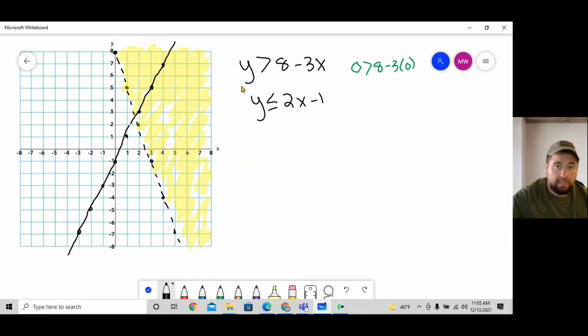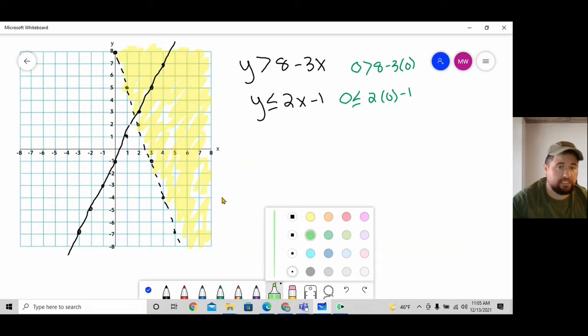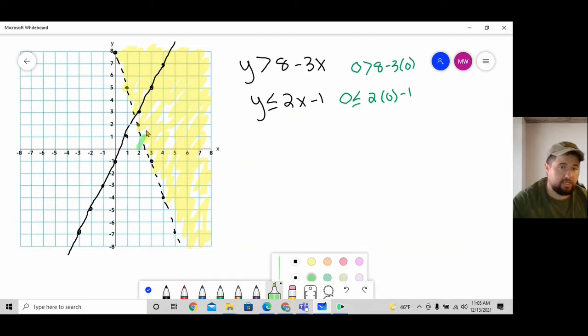Okay. And I'm going to plug in 0, 0. Is 0 less than or equal to 2 times 0 minus 1? Is 0 less than or equal to 1? No, it is not. So I'm going to shade the region of the graph that does not contain 0, 0, which is going to be everything on this side of the line.